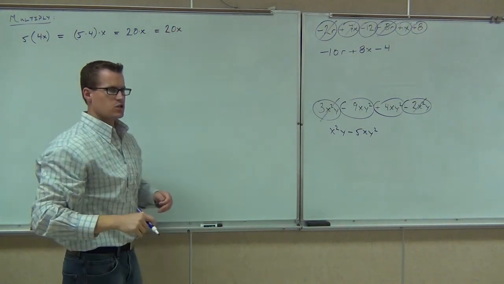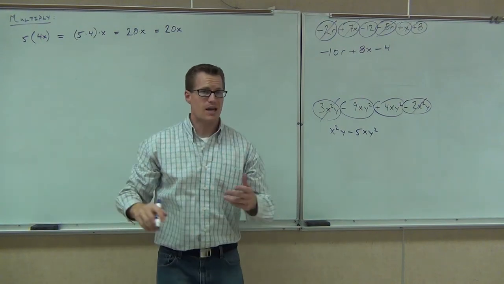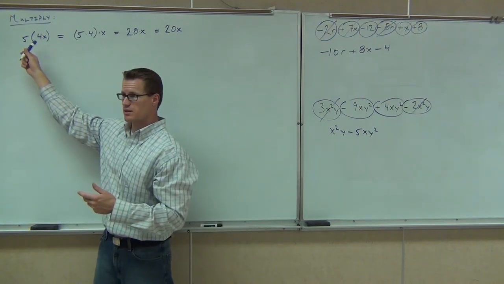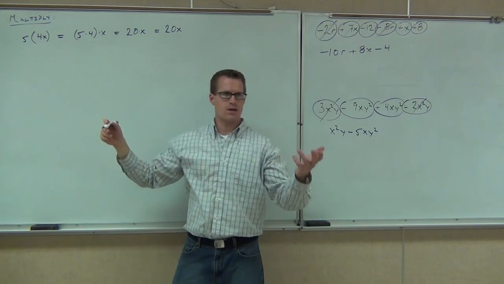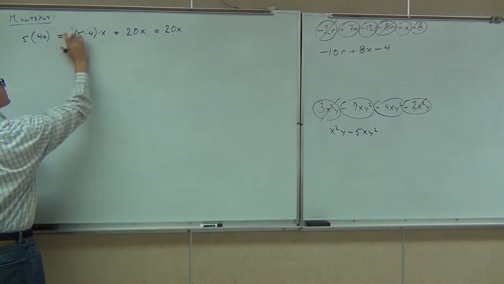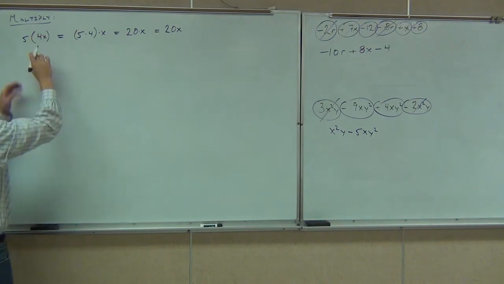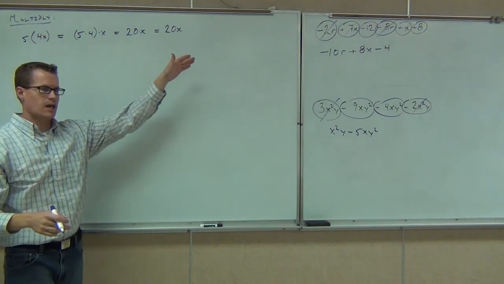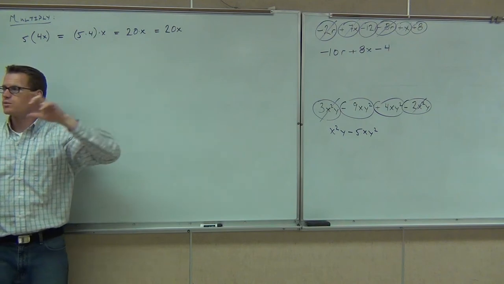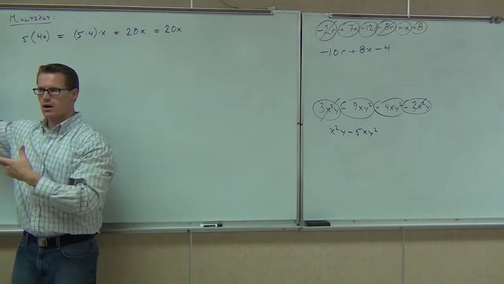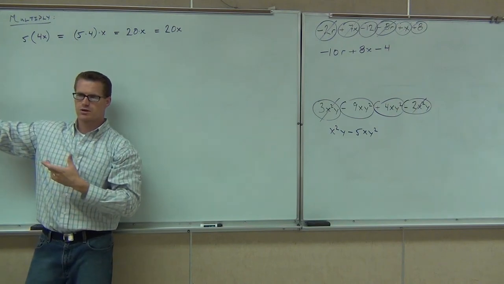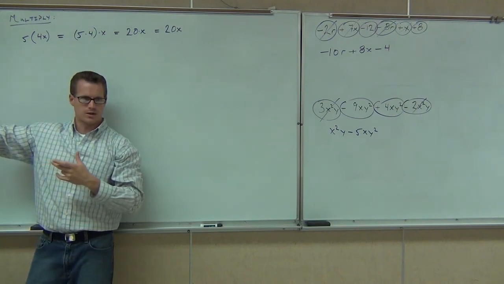Now, of course, I show this to you to prove that it's right, but do you have to do this every time, or can you just look at this and get straight to the theorem? Sure you can. Why can't we just say 5 times 4x? Well, that's 20x. And the answer is you can. This is the reason why you can: you can reassociate every single time. That means whenever you multiply a constant times a variable term, all you have to do is multiply the coefficient.